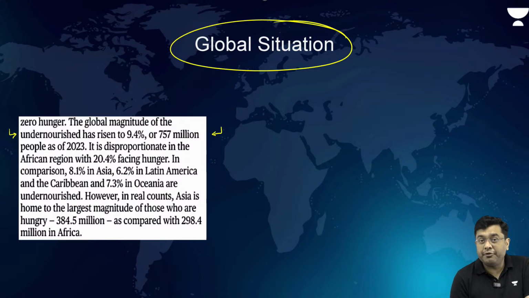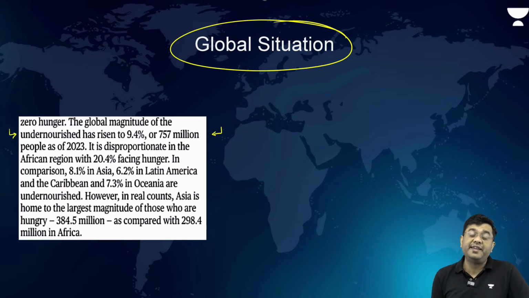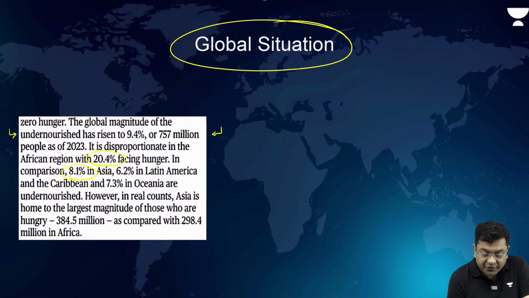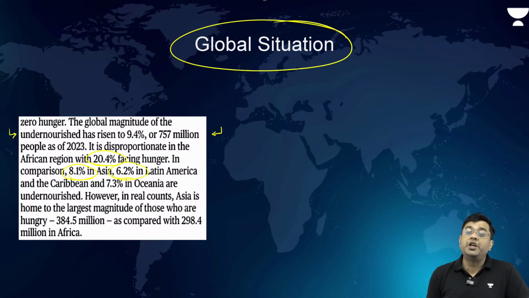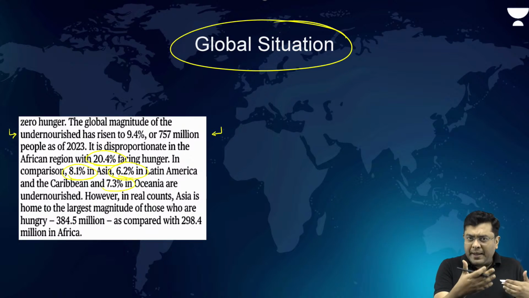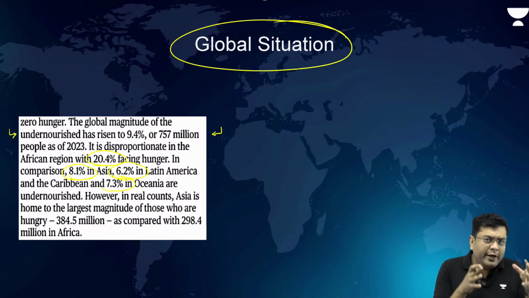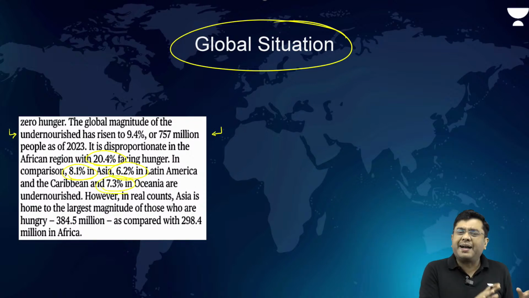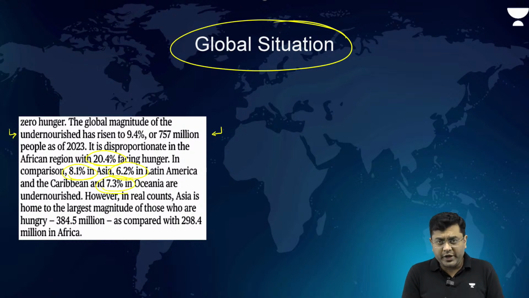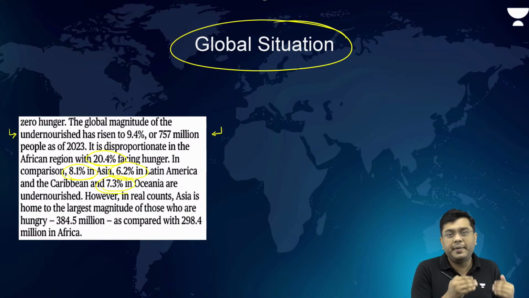So in Africa, for example, you have 20% of the population which is facing hunger. In Asia, you have 8.1%, around 6.2% in Latin America and Caribbean, 7.3% in Oceania, that is in the region of Australia and New Zealand. So you can see that Africa in the coming times is going to face the burden of maximum number of undernourished population, and they are not economically well to do.